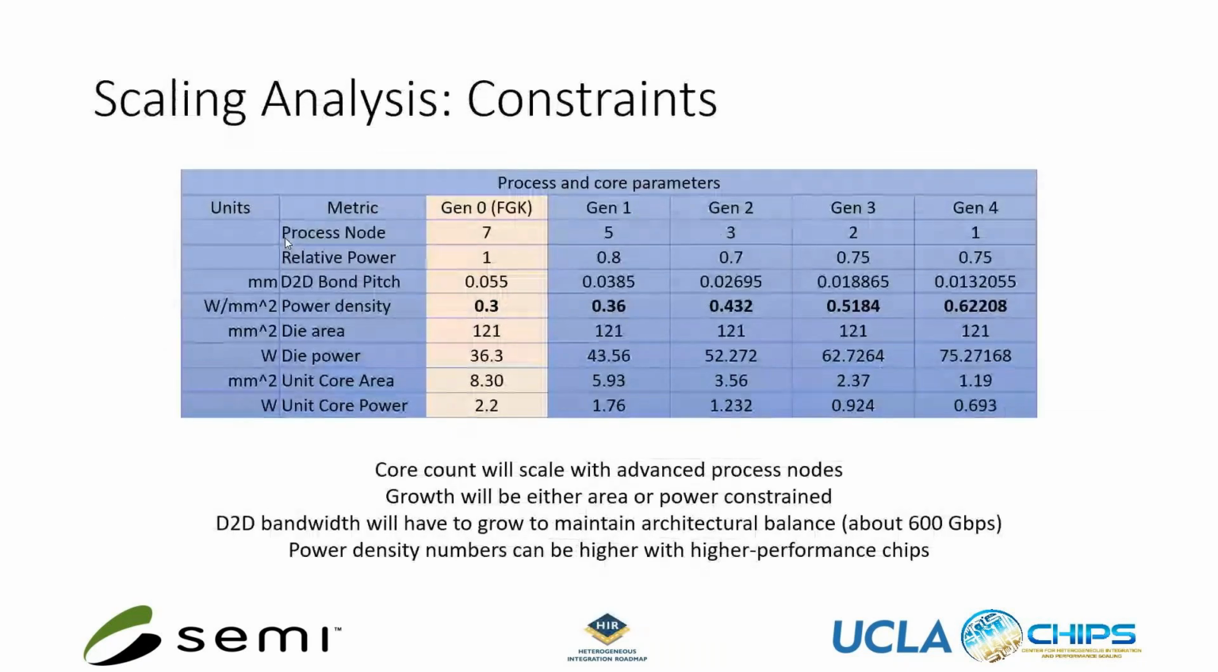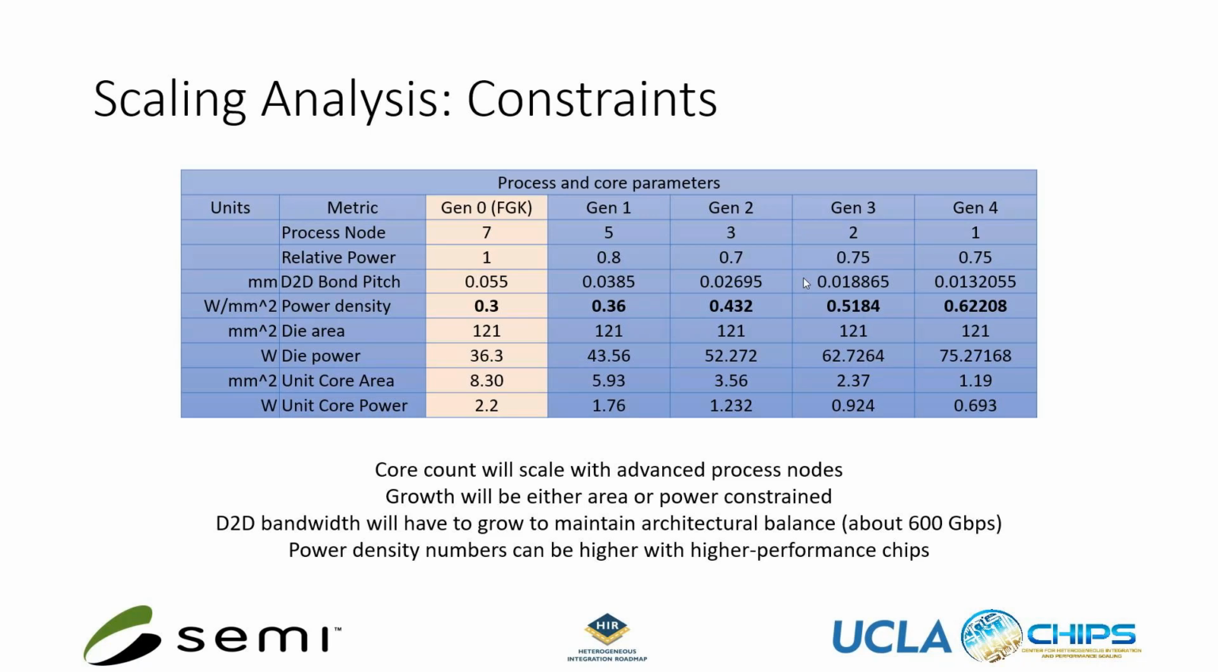So the constraints on the scaling, there are two things, right? One, obviously, I got these process node parameters from TSMC, and I've captured it in terms of relative power. Bond pitches, we sort of said, look, there's a 30% improvement in bond pitches generation to generation. These are kind of ugly numbers, but reality will be some actual integer bond pitch that's manufactured by industry.